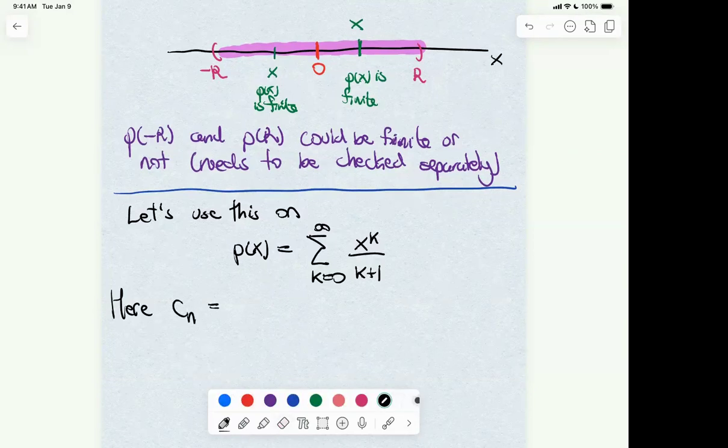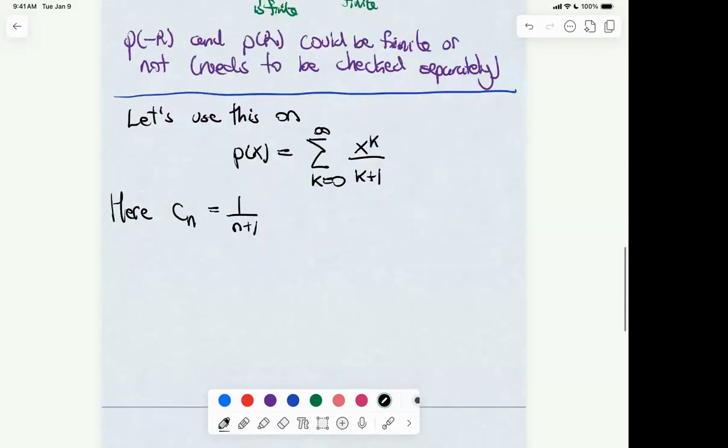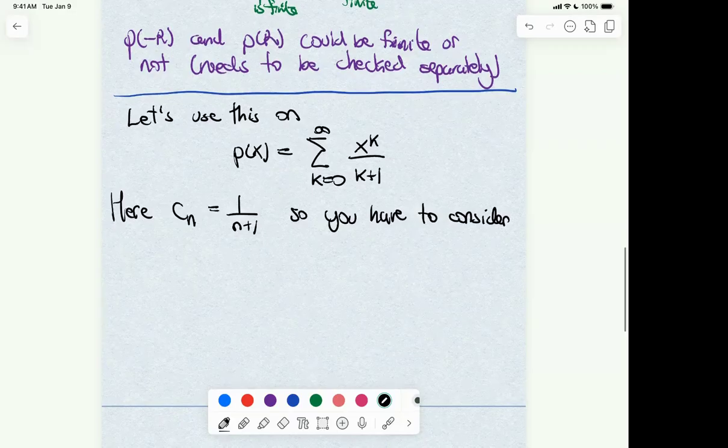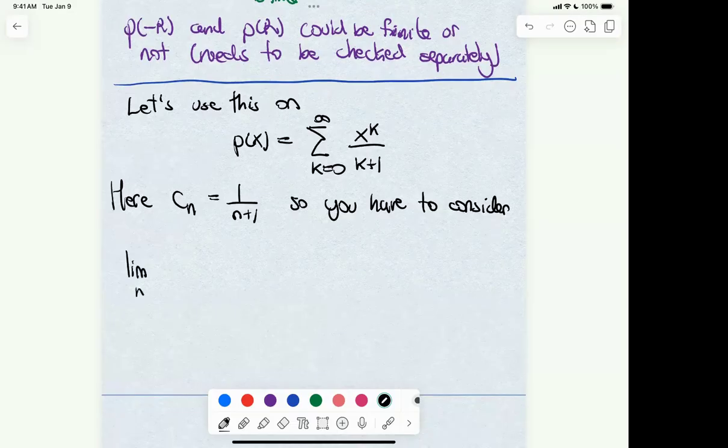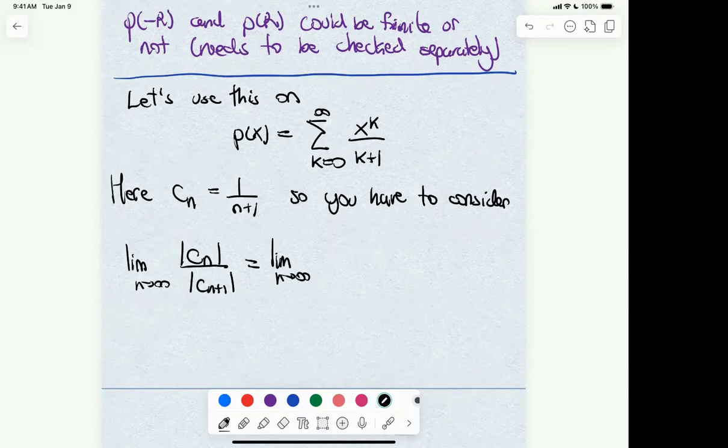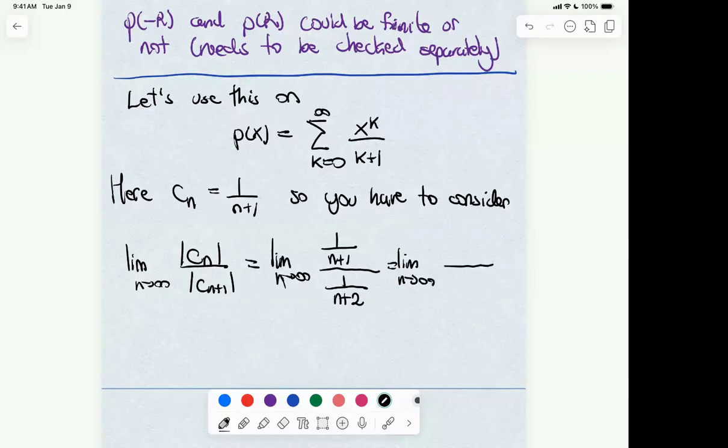Or let's call it c sub n. So you have to consider the limit as n goes to infinity of Cn divided by Cn plus 1. Okay. So this is the limit as n goes to infinity of 1/n+1 divided by 1/n+2. And again, it's kind of like the usual fraction of a fraction thing, where you can write that as a single fraction. So it just becomes n+2 divided by n+1.